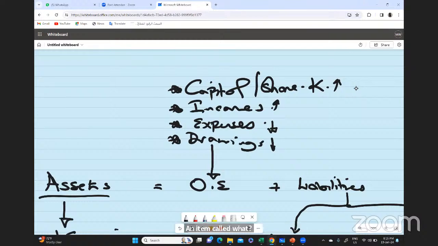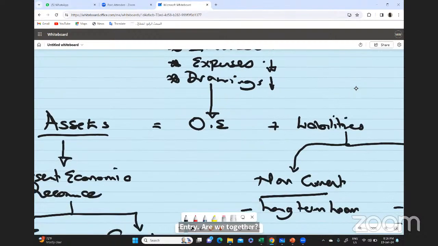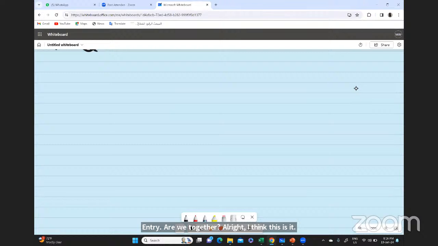A drawing is if an owner of that business removes a resource from that business. Are we together? If you remove a resource from that business for personal use, then you have made a drawing. That drawing also reduces your equity. Please remember this, because I'm going to refer to it when we get to double entry. Are we together? All right, I think this is it. Let's go to our illustration.